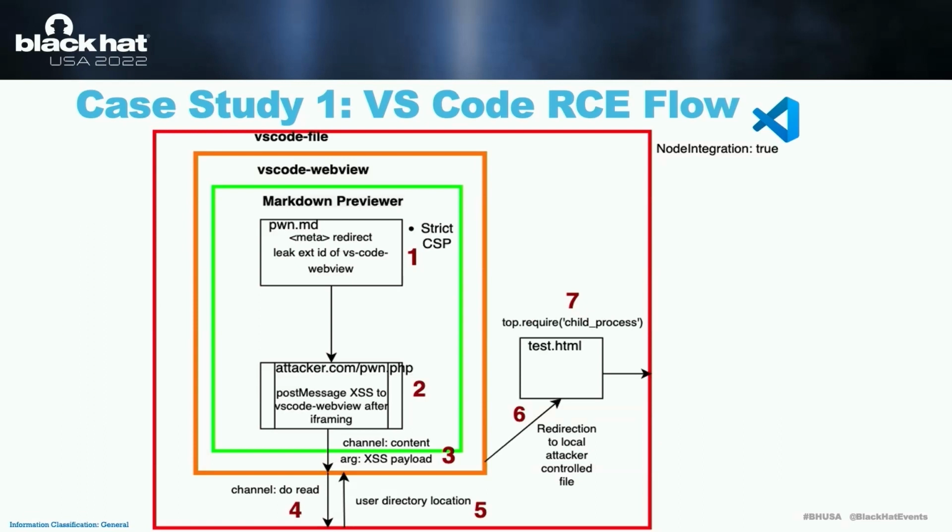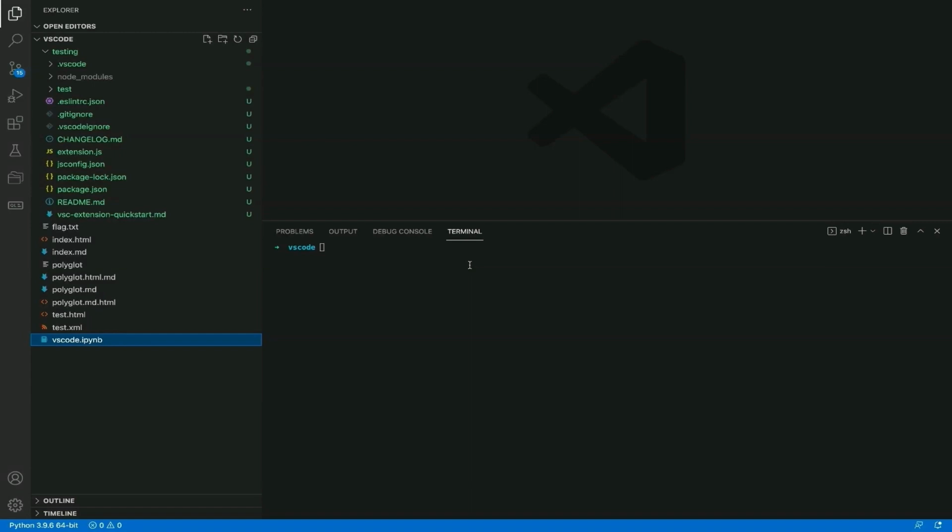vscode-file is similar to the file protocol, but the catch here is you can invoke it from a different origin, not from the same origin. So once we leak the directory, what we do is we perform a path traversal on the vscode-file by doing .. to the path of an HTML file within our project. And in this HTML file, you can do top.require to get access to node primitives and pop a shell. So let's see how this looks in the demo.